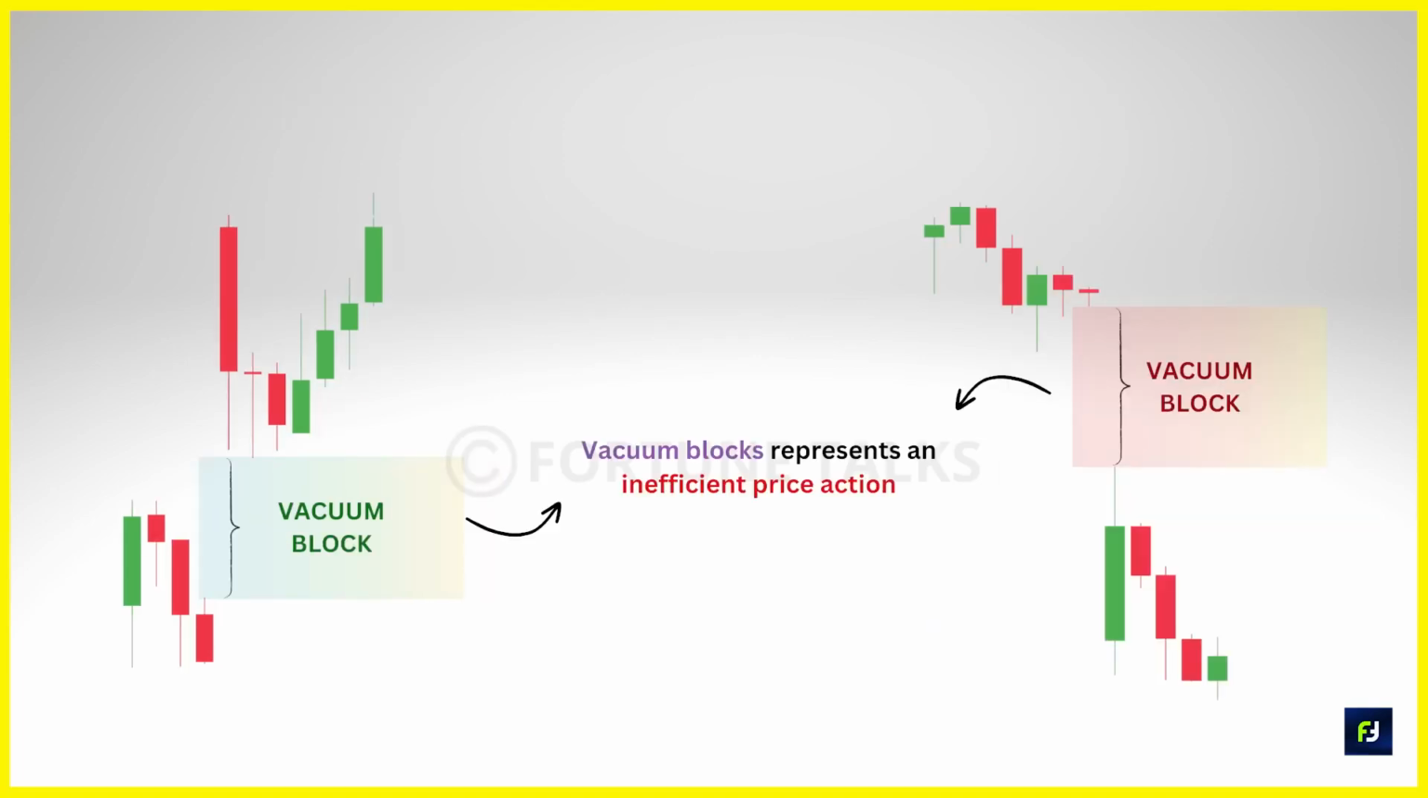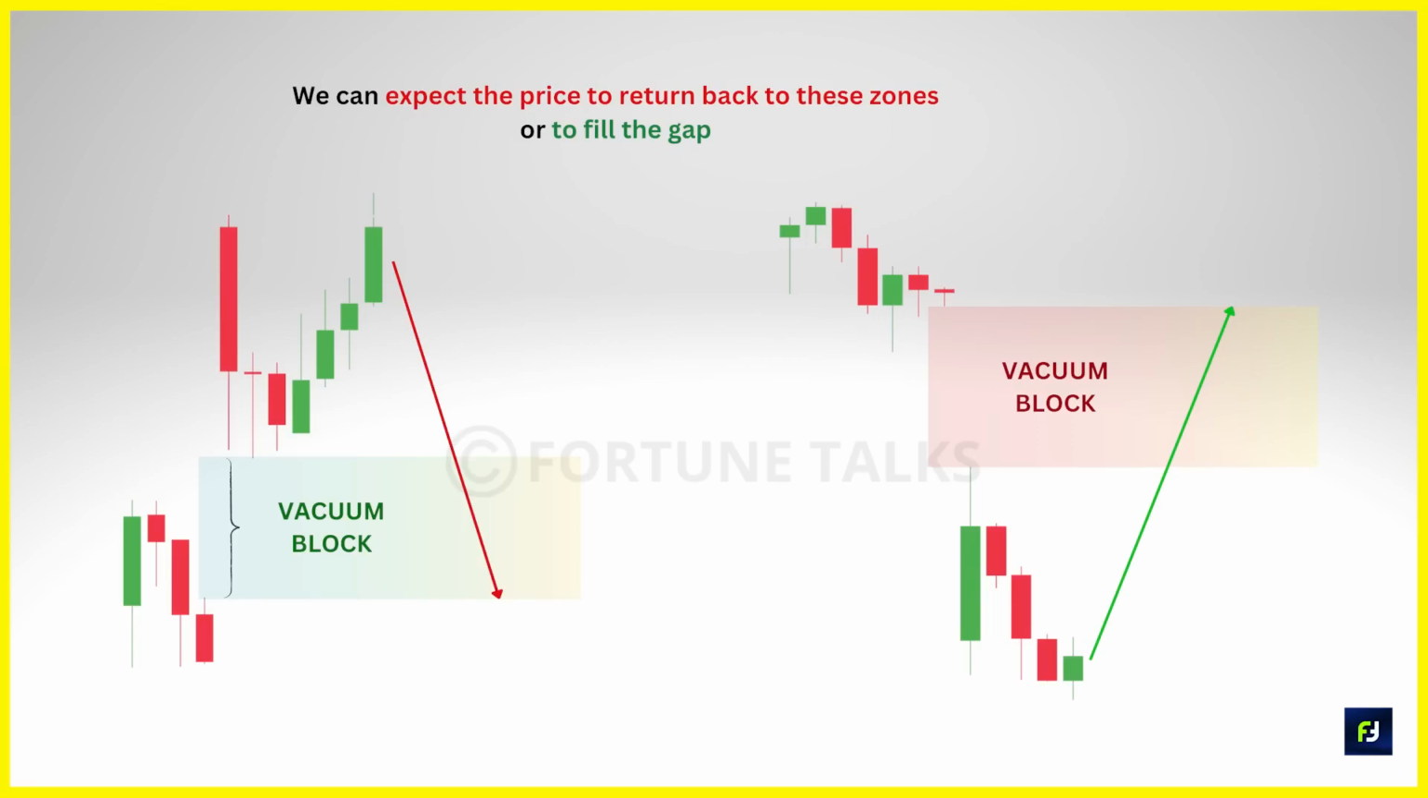Just like liquidity voids, vacuum blocks also represent inefficient price action. These vacuums are crucial in predicting future price movements as they often act as magnets, drawing the price back to these zones for a retest or to fill the gap.